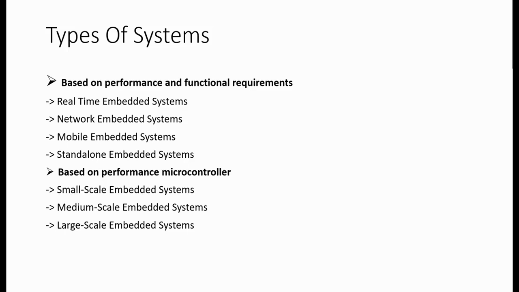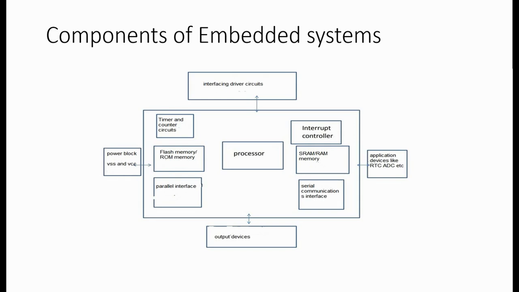Medium scale embedded systems. These use 32-bit microcontrollers or DSPs. These are more complex than small scale systems. Examples: automated vending machines, biometric systems. Large scale embedded systems. These are very complex systems. These use 32-bit or 64-bit processors, real-time OS, and powerful interfaces. Examples: aircraft autopilot systems, medical imaging systems.